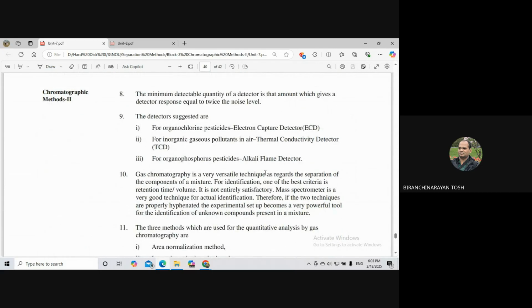Okay, so this ends your unit 7. We'll start unit 8, that is high performance liquid chromatography, HPLC. We'll have a 5 minute short break, then we'll come.